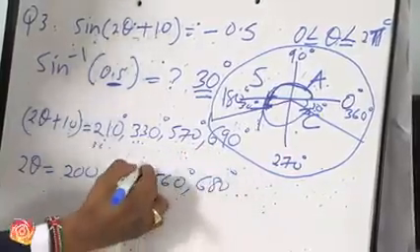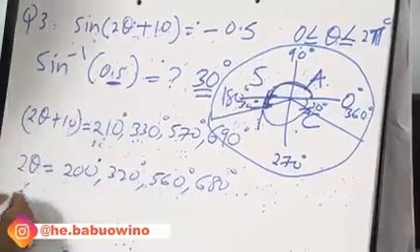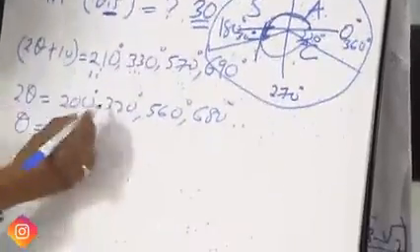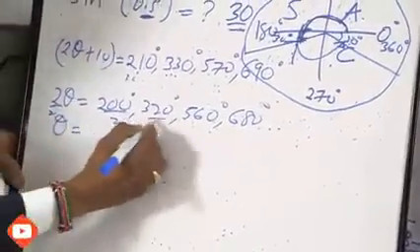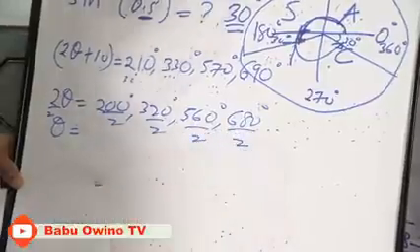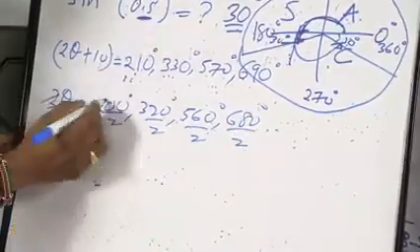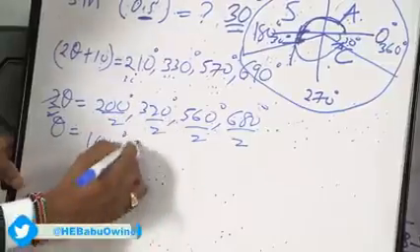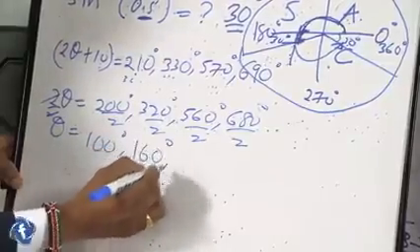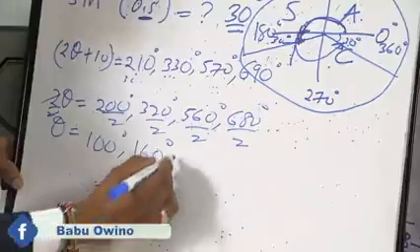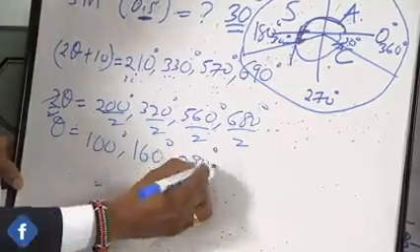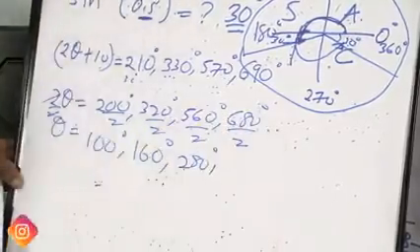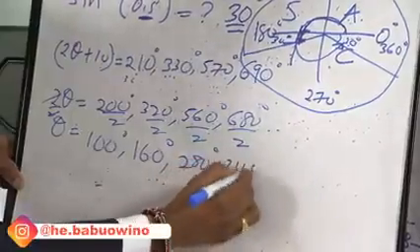Therefore, theta is equal to, divide everything by 2, 2 into 200, 100 degrees. 2 into 320 is 160 degrees. 2 into 560 is 280 degrees. And 2 into 680 is 340 degrees.